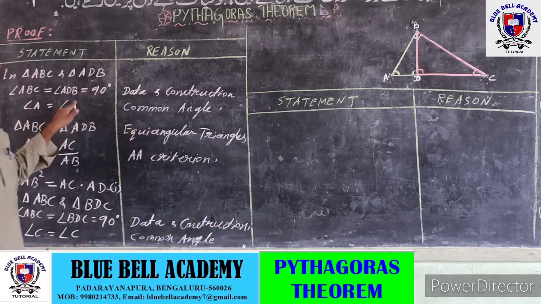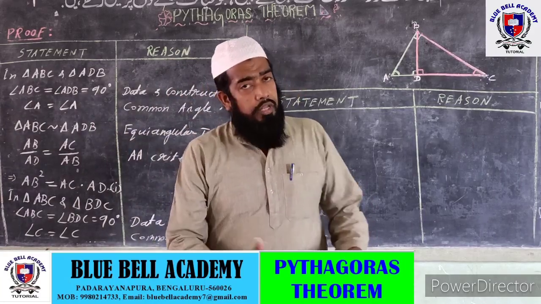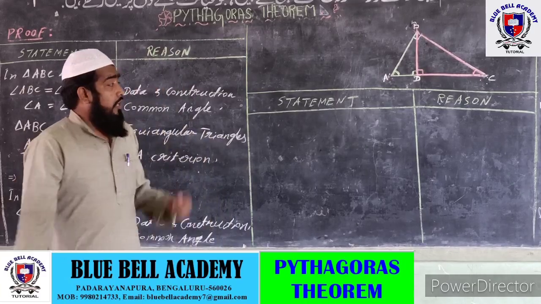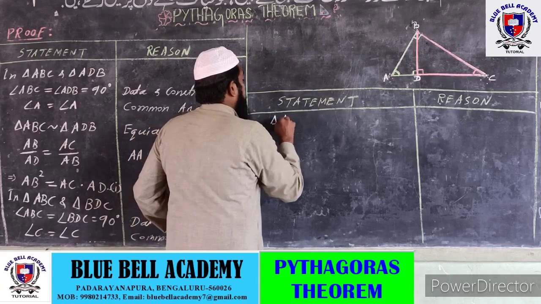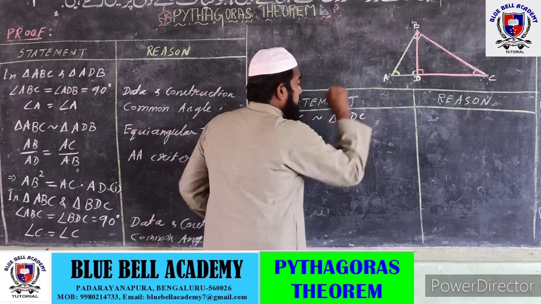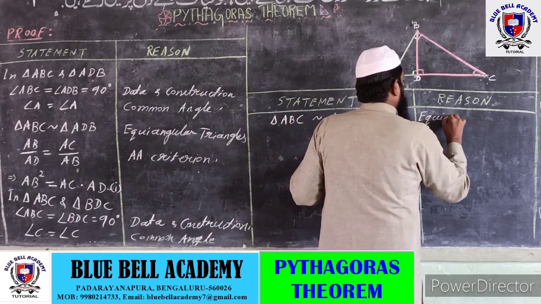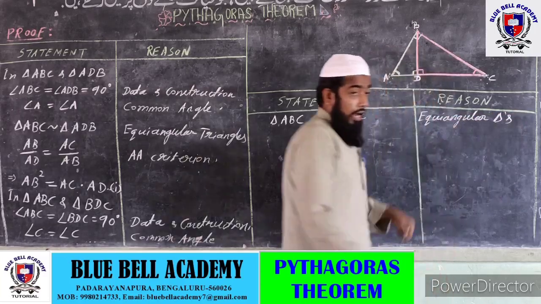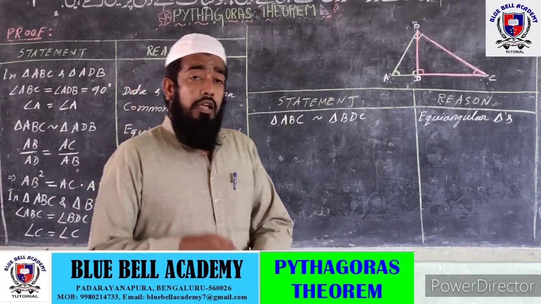And as I told here, if two angles of one triangle are equal to two angles of another triangle, automatically the third angle will also be equal and both the triangles are said to be similar. So because of that we can say now triangle ABC is similar to triangle BDC. This is because they are equiangular triangles. And as they are equiangular and similar, the ratios of the corresponding sides are equal.